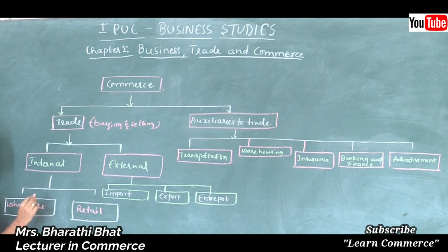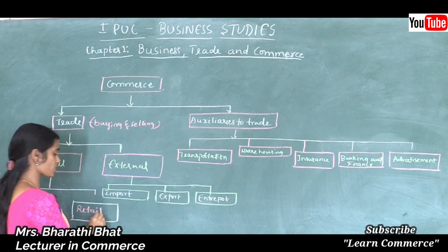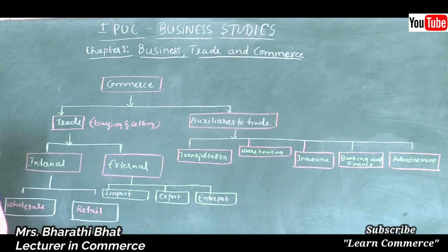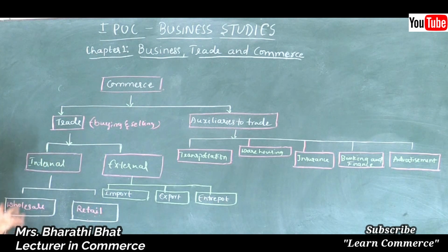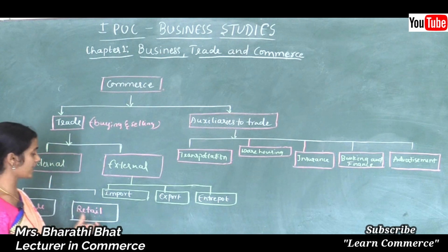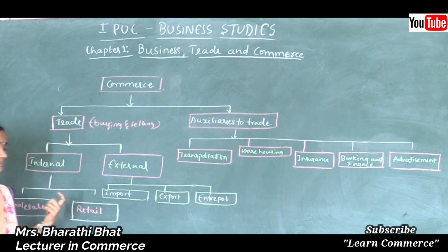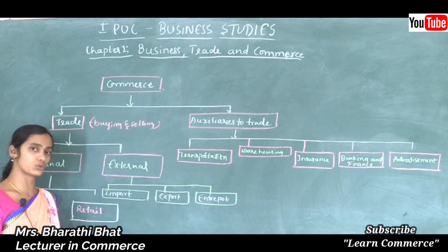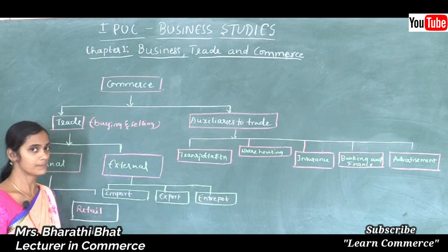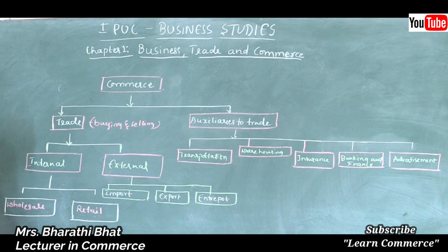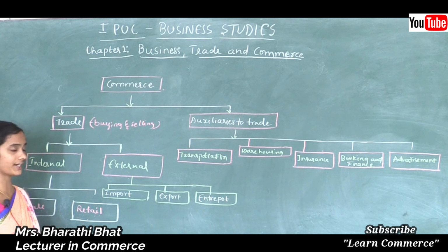Wholesale trade means buying and selling. For example, they buy the goods from the producer in larger quantities. And the next one is retail trade. Retail trade means buying of goods in comparatively smaller quantities, and their main function is to distribute the goods. Later they sell the goods to the final consumers at a fixed percentage of profit. That is about retail trade.